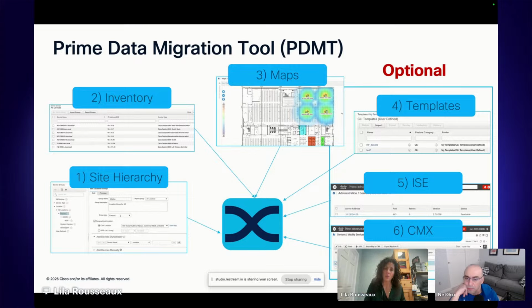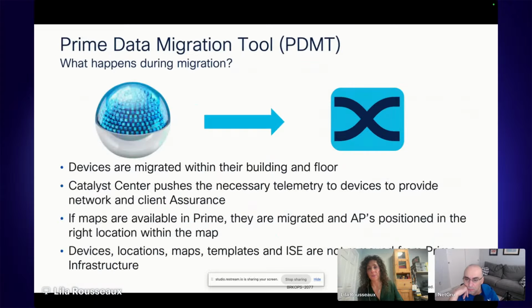But you can optionally choose to migrate templates. So if you created templates in Prime Infrastructure that you want to reuse in Catalyst Center, you can copy those. And you have either ISE integration and/or CMX for location integration. You can also migrate those to Catalyst Center from Prime. And those are optional. You don't have to do that.